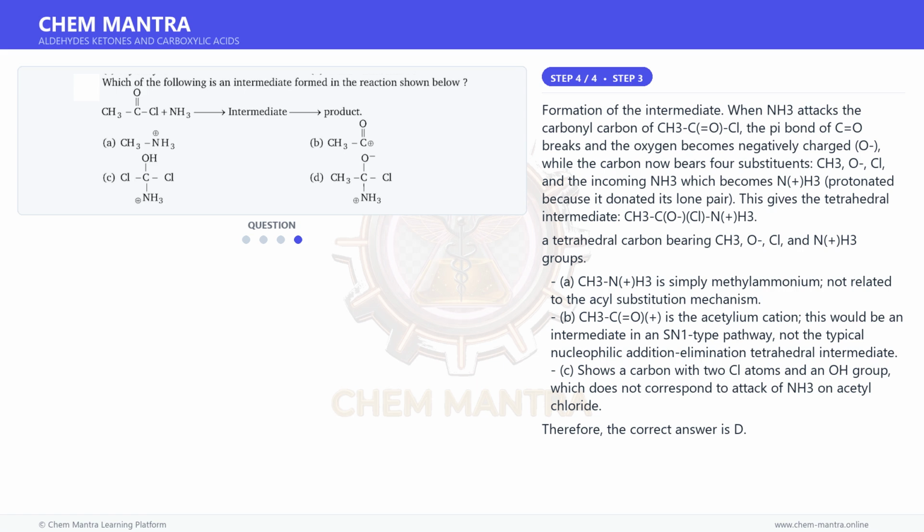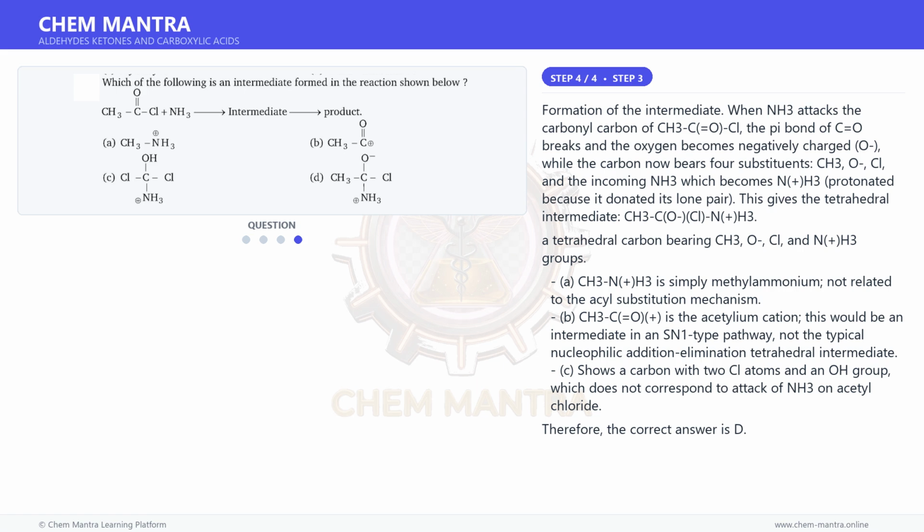A: A tetrahedral carbon bearing CH3, O-, Cl, and N+H3 groups. B: CH3N+H3 is simply methylammonium, not related to the acyl substitution mechanism. C: CH3C=O+ is the acylium cation. This would be an intermediate in an SN1 type pathway, not the typical nucleophilic addition-elimination tetrahedral intermediate.